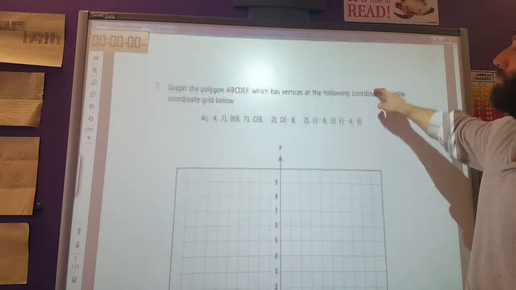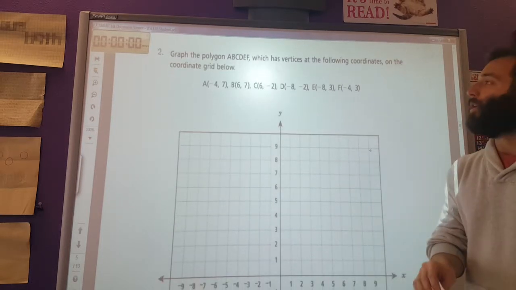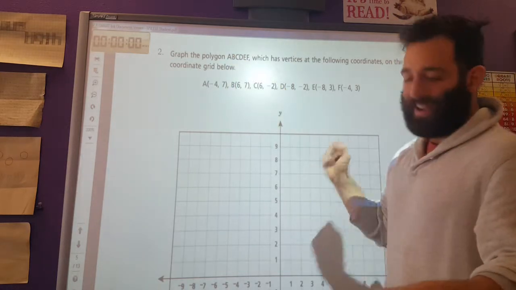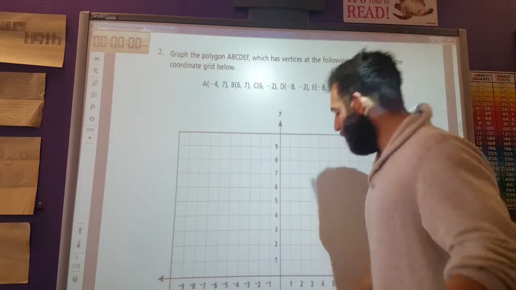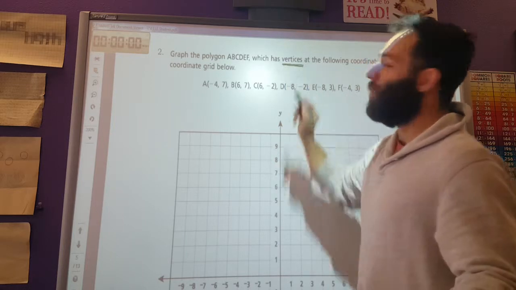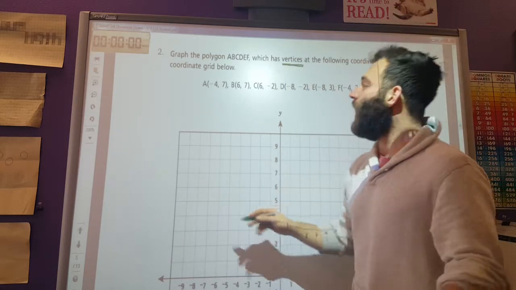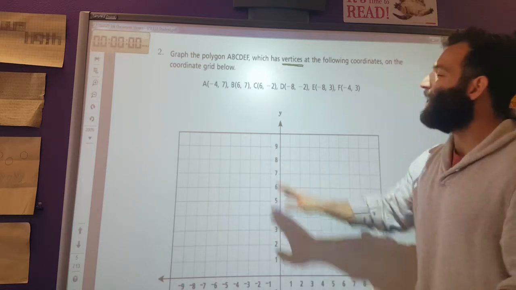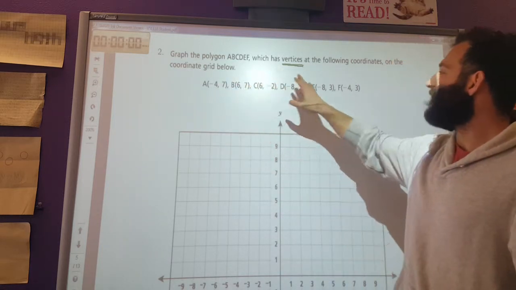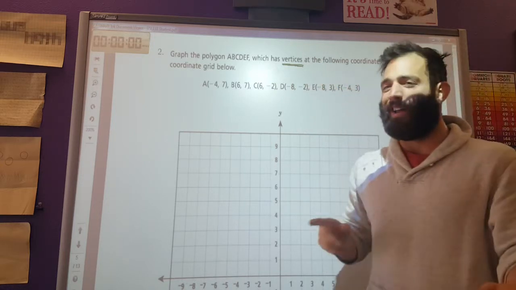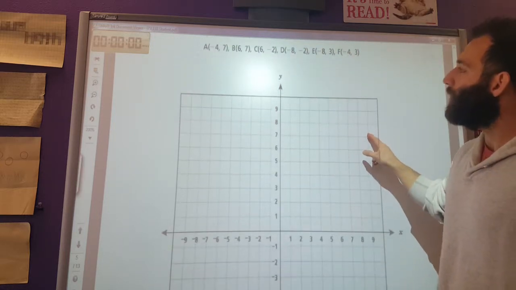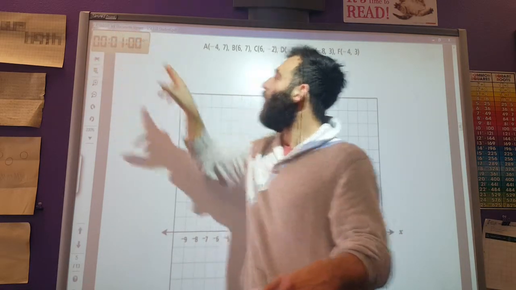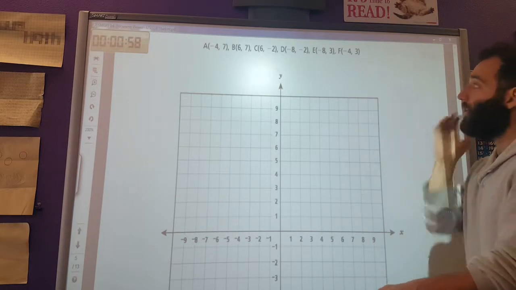On the next page, we're going to be graphing the polygon A, B, C, D, E, F, which has vertices. Remember, vertices are the points at the following coordinates on the grid below. Now, what I'd like you to do is plot these first. Don't draw any lines. Go ahead and take 1 minute to plot all 6 points, A, B, C, D, E, and F.